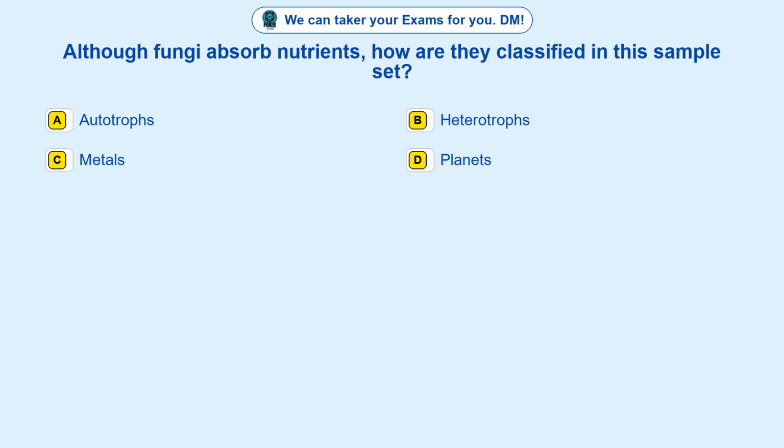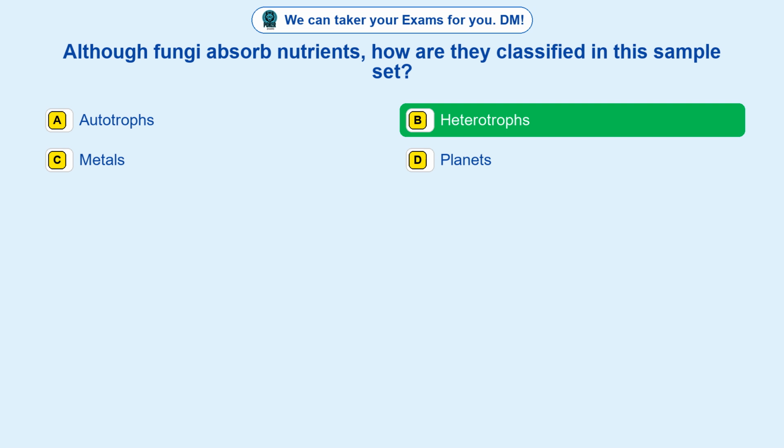Question 21. Although fungi absorb nutrients, how are they classified in the sample set? Option A. Autotrophs. Option B. Heterotrophs. Option C. Metals. Option D. Planets. The correct answer is option B.